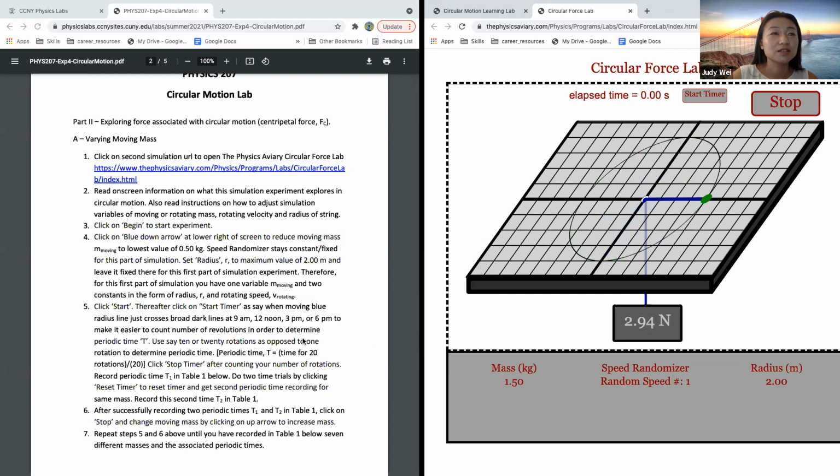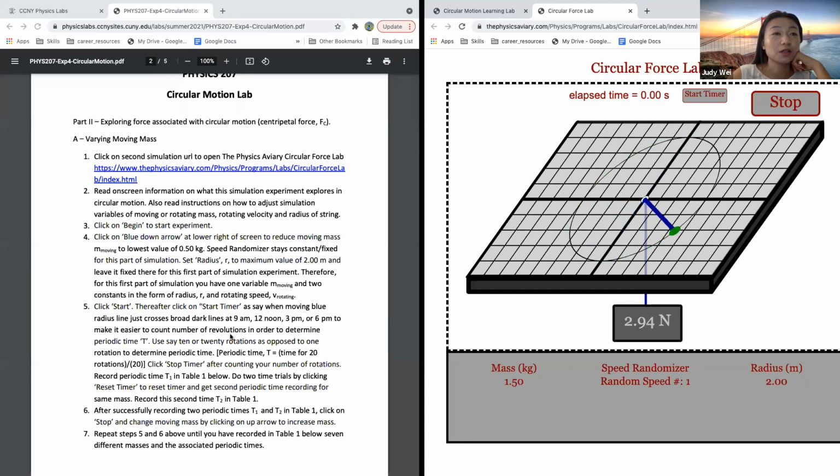Close dot lines to make it easier to count numbers of revolutions. So basically, you can start at any point. You can start from the 9 a.m., 12 noon, 3 p.m. or 6 p.m. You can start anytime. Just make sure, like every time, let's say you count from 9 a.m., you always count from 9 a.m. So this is what they say.